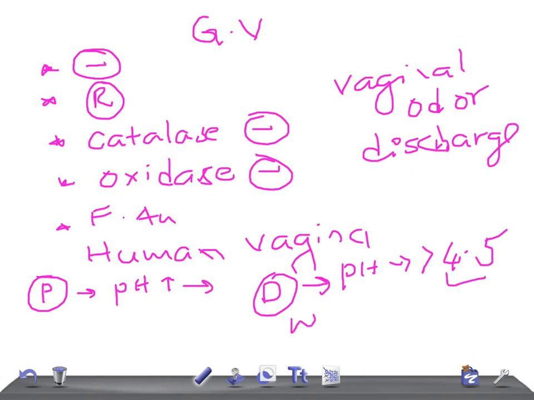And the whiff test is nothing but adding a KOH sample, and if you add this KOH sample, it gives an odor, that is a fishy odor. So if you feel anything fishy about the case scenario, then think of Gardnerella vaginalis infection. Okay, guys? So this is really very important.